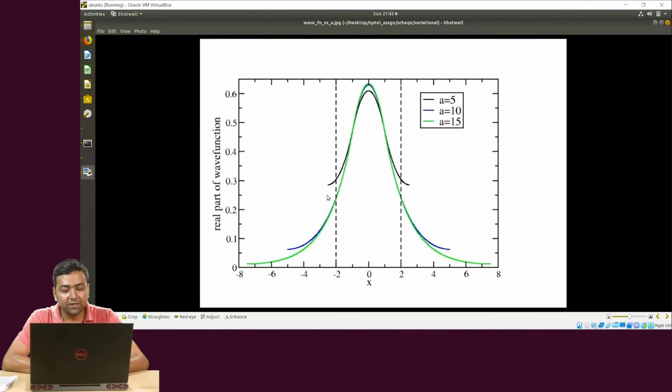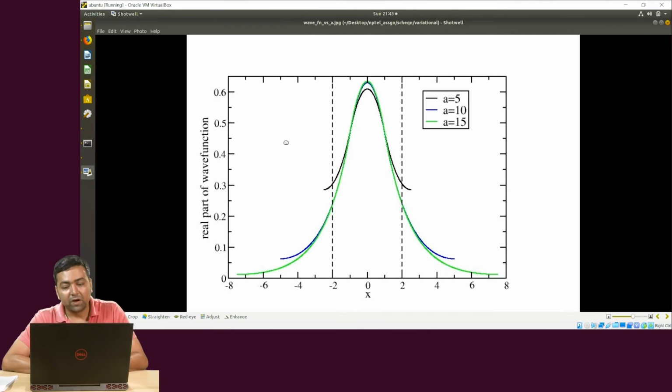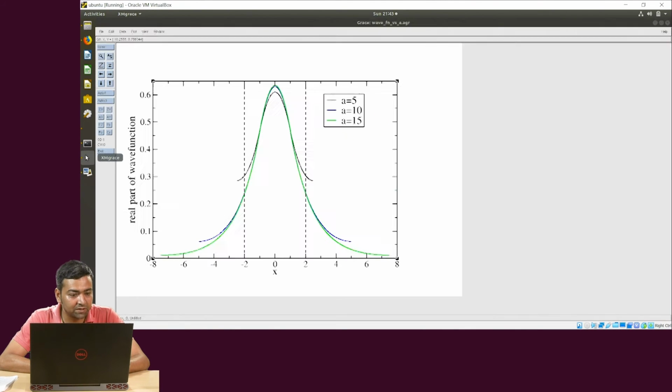So, here what I have plotted in this figure is the real part of the wave function for 3 values of a, as a function of x. Now, these vertical lines should be at x equals 1, because my total b is 2, and the potential is symmetric from minus b by 2 to plus b by 2. So, these vertical lines here actually should be at 1. Let me just see if I can correct it.